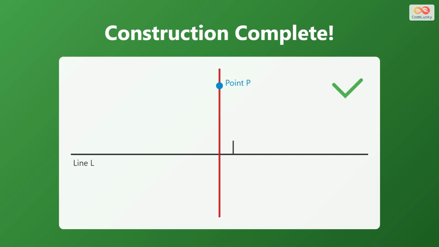And there you have it. The line you have just drawn passes through point P and is perfectly perpendicular to your original line L. The intersection forms a perfect 90-degree angle. You have successfully completed the construction.